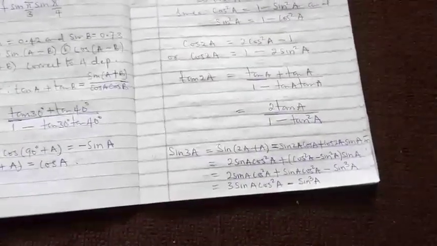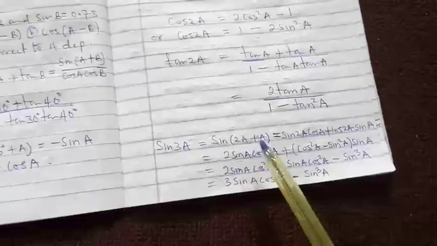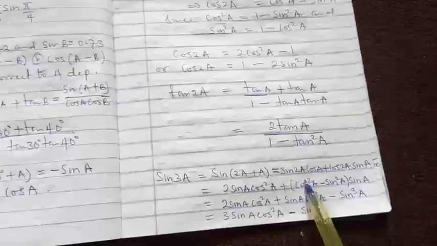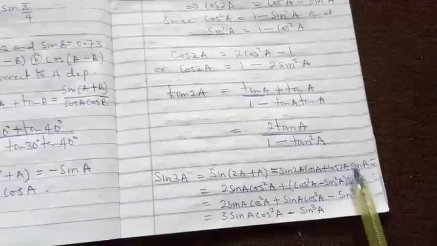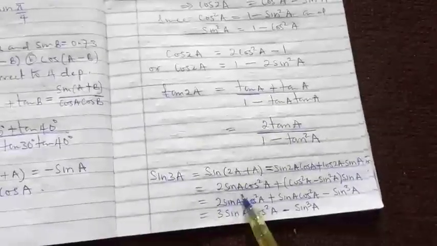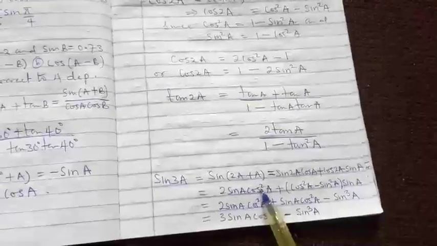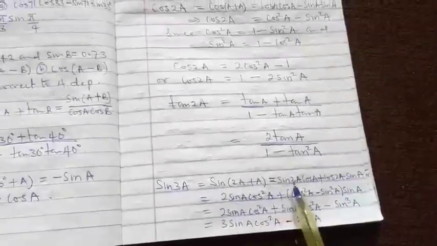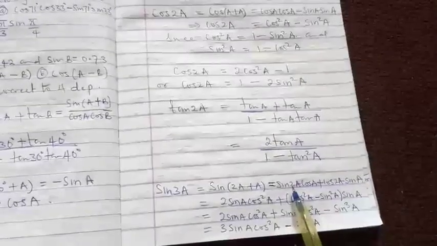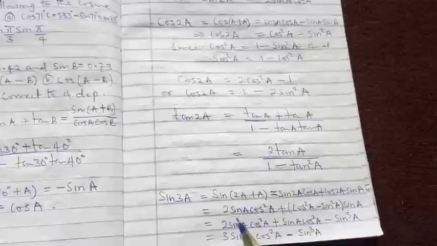Sin 3a: sin 2a plus a is sin 2a cos a plus cos 2a sin a. Or we could also write it as 2 sin a cos square a. Why this? I simplify sin 2a to give us 2 sin a cos a. And of course, cos a will multiply this cos a and give us cos square a. I already have 2 sin a outside.